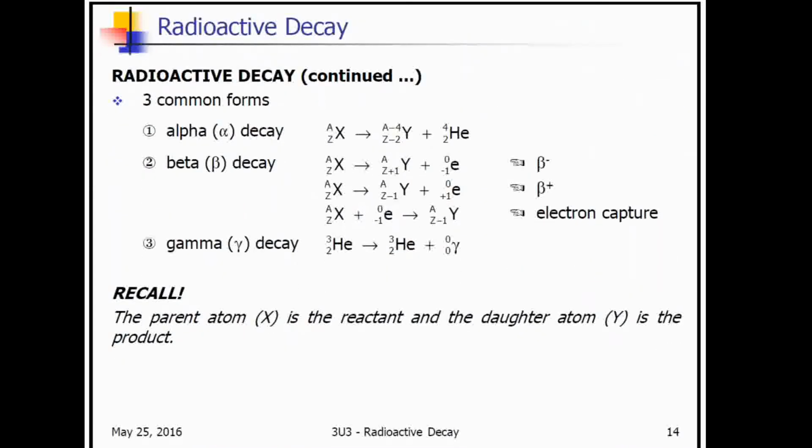So what I'd like you to do is copy down this slide here. It lists the three forms of radioactive decay: alpha decay, beta decay, and gamma decay. For gamma decay, we're going to focus on helium-3 gamma decay because this is essentially how it occurs. So that's why you don't see the X or the Y, the parent atoms or the daughter atoms for that one. Also write down the names for the different types of beta decay as well, which are electron capture, beta negative, and beta positive.